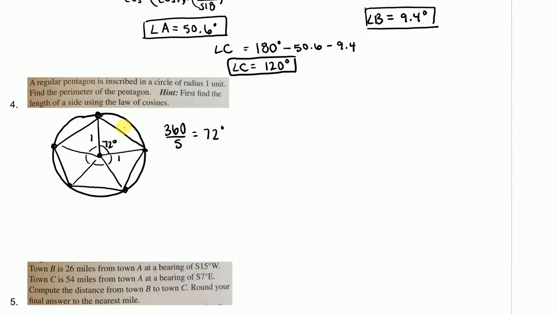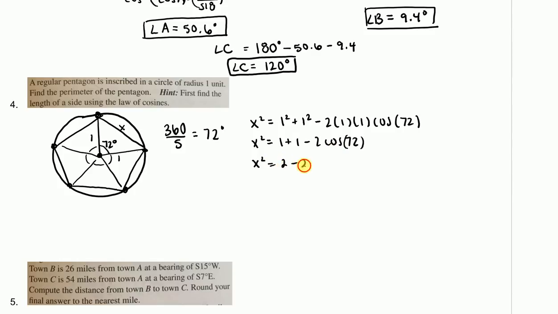So if I want to find this side, then I can use the law of cosine. So x squared is equal to the other 2 sides squared minus 2 times each of the other sides times the cosine of the angle across from the side that I'm looking for, so 72. So then I have x squared equals 1 plus 1 minus 2 times the cosine of 72. So x squared is equal to 2 minus 2 cosine 72. And if we put that into the calculator, we see then that x squared is about 1.382. And when we square root it, we get that x is about 1.18.